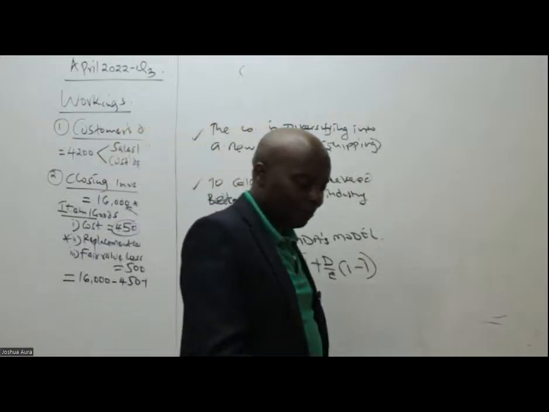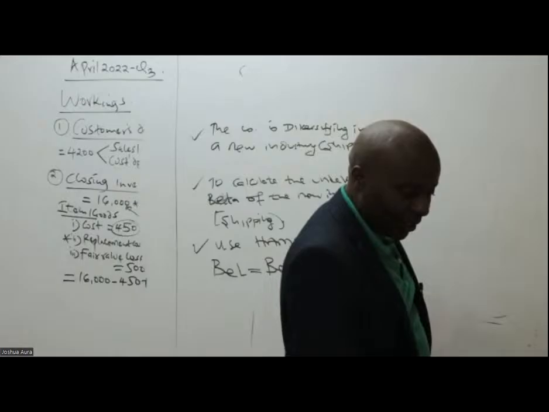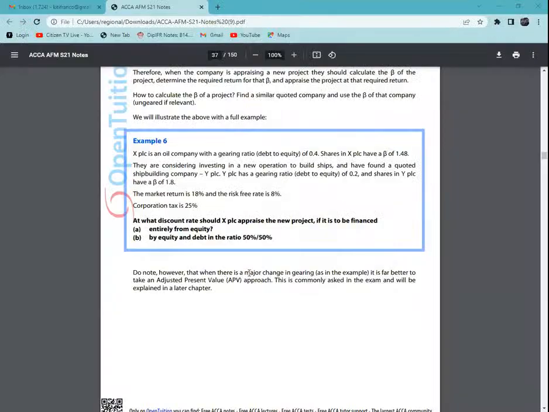Now come here, slowly. These are things that will disturb you a lot if you don't know them. Now, XPLC is an oil company with a gearing ratio, debt to equity, of 0.4. Shares of this XPLC have a beta of 1.48, so the beta of this own company, 1.48, is irrelevant.